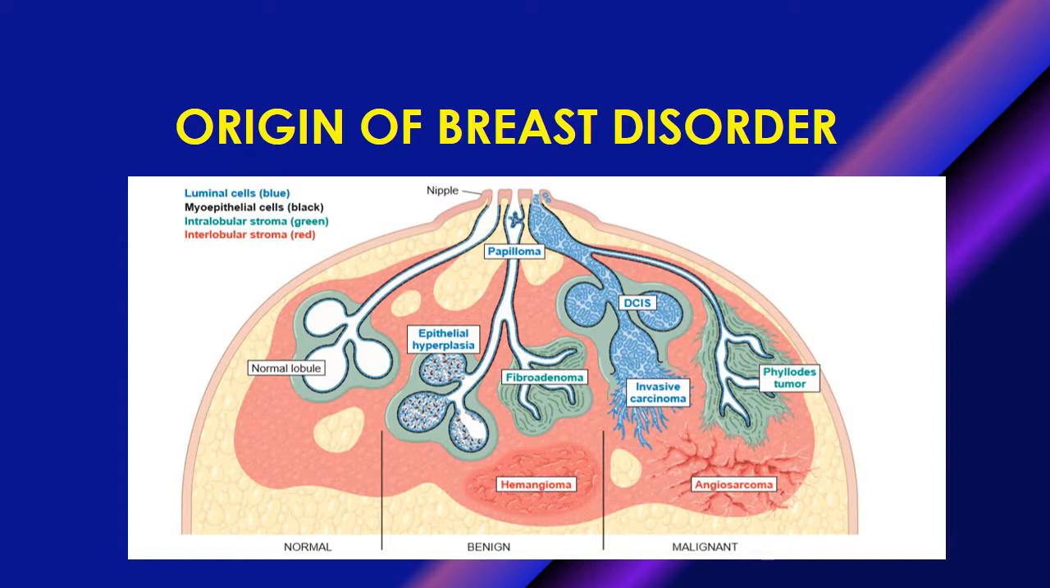The functional unit of the breast is the lobule, which is supported by a specialized intralobular stroma. As you can see in this picture, breast disorders originate either from luminal cells, myoepithelial cells, or intralobular stroma, and others from interlobular stroma.